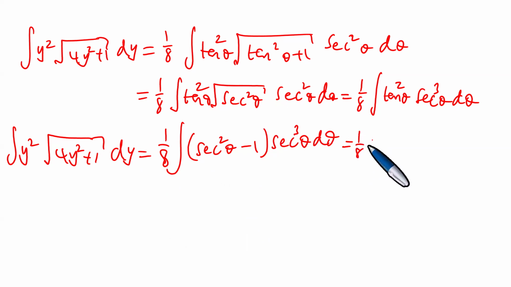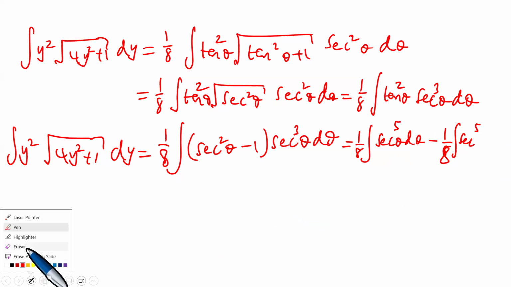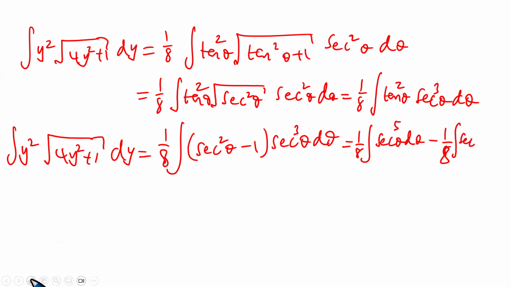This is actually 1/8 the integral of the secant to the 5th power of theta d theta minus 1/8 the integral of the secant cubed theta d theta. Right, so you're going to have the cube here. Yeah, you have this. But now, what exactly are these integrals here? These particular integrals can be evaluated with so much ease as follows.